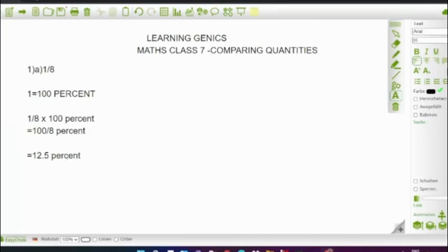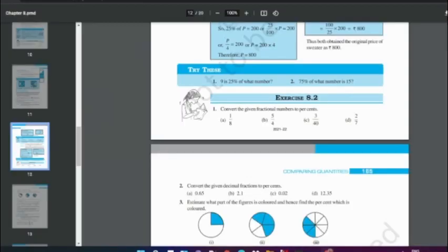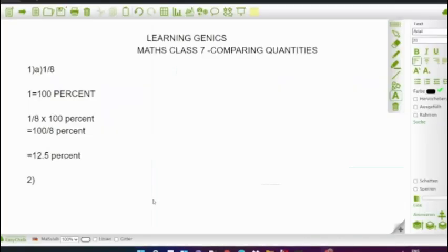So the next question, let's have a look. Yeah, 5 upon 4. So 5 upon 4 into 100, 500 by 4, that's going to be 125%. So let's just note that down too, and for that I'll be just using my brain, and that's 125%. Now the next questions, these are the parts. Remember, this is part number B, and this is going to be C.